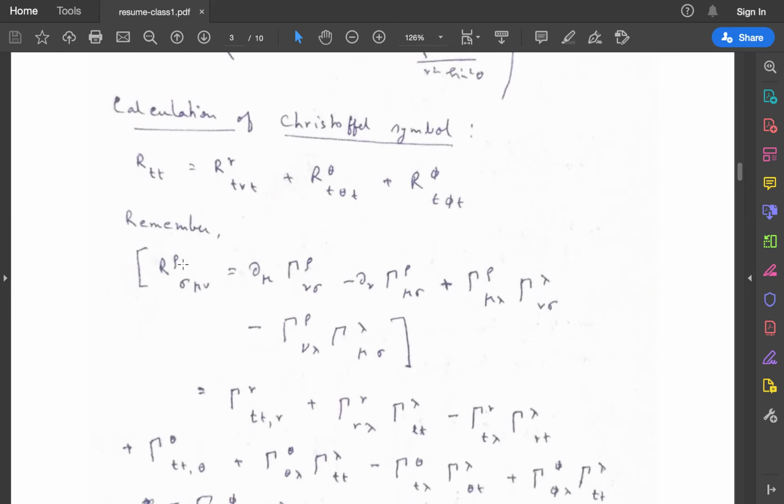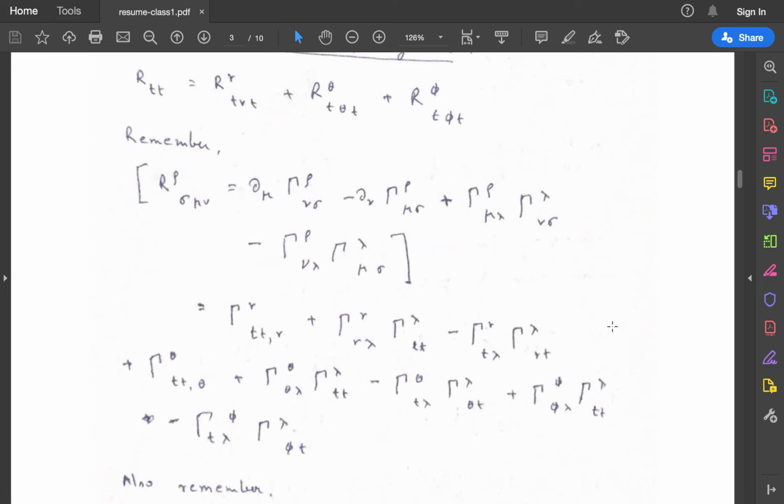This Ricci tensor has a form which involves partial derivatives along with the Christoffel symbols. So this is the form, I think you all remember. Therefore let us start with that. If I use this form for each of these terms, let us see what terms remain to be calculated to calculate R_tt.